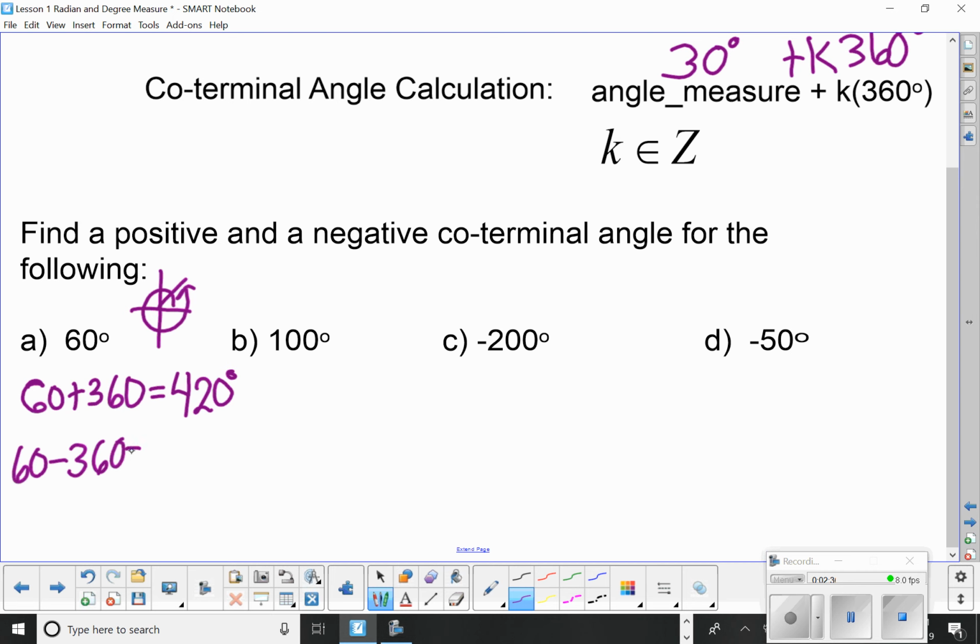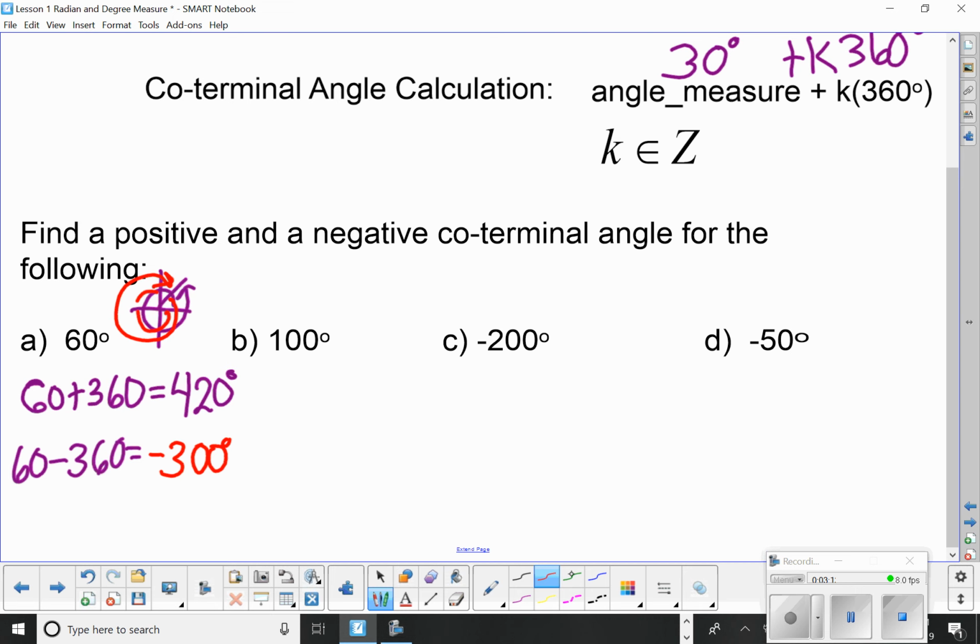Now, if I want a negative, I'm going to take my 60 degrees and I'm going to subtract 360 degrees. Well, remember that subtraction or negative simply means I'm going to go in the clockwise direction. So 60 minus 360 degrees is negative 300 degrees. It's saying if I start at the x-axis, I go around negative 300 degrees. Okay? So you add and you subtract to get to other coterminal angles. You may have to add 360 a couple of times to get to a positive number, or subtract 360 a couple of times to get to a negative number.